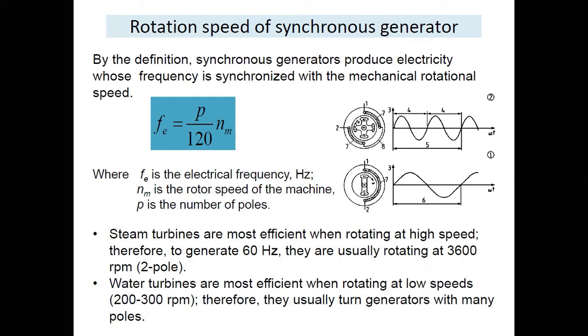In this kind of generator we have many poles on the rotor winding, so there is an inverse relationship between speed and the number of poles of the rotor. That is, if we have two poles, the rotating speed for 50 hertz is 3000 rpm. So if we increase the number of poles, the speed goes lower and lower.